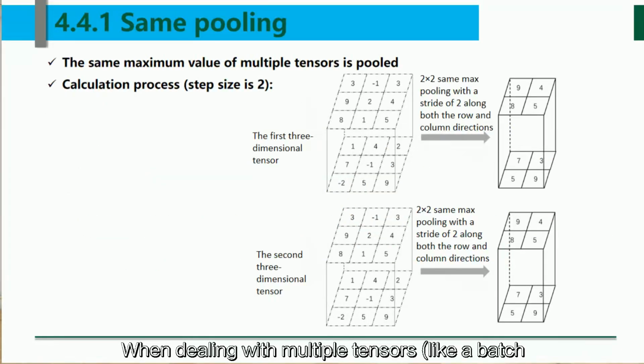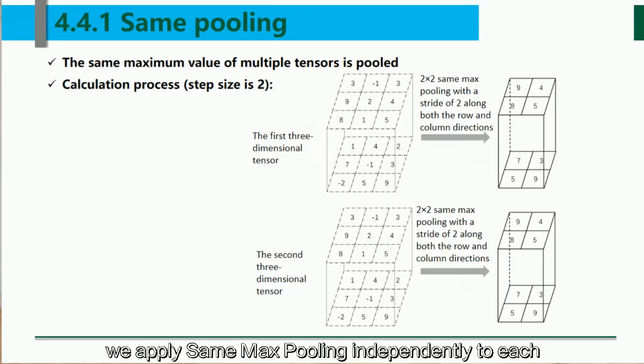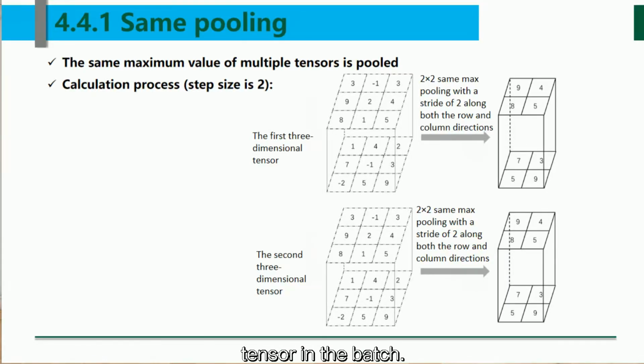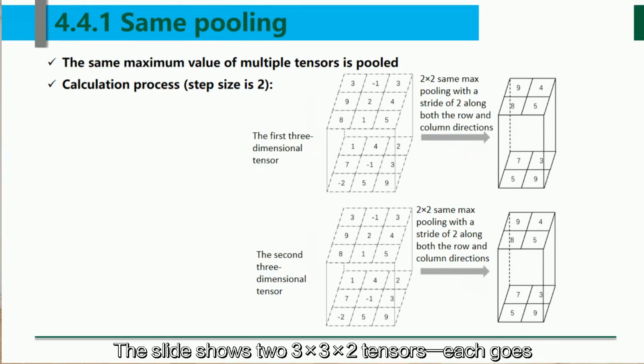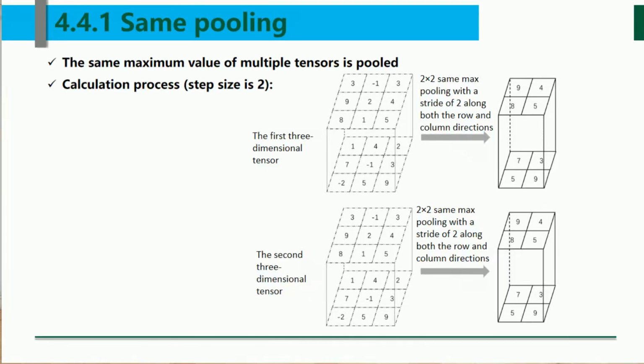When dealing with multiple tensors, like a batch of 2 images, we apply same max pooling independently to each tensor in the batch. The slide shows 2 tensors of 3 multiplied by 3 multiplied by 2, each goes through 2 multiplied by 2 same max pooling, step size 2, separately. So the output is 2 tensors of 2 multiplied by 2 multiplied by 2, 1 for each input.